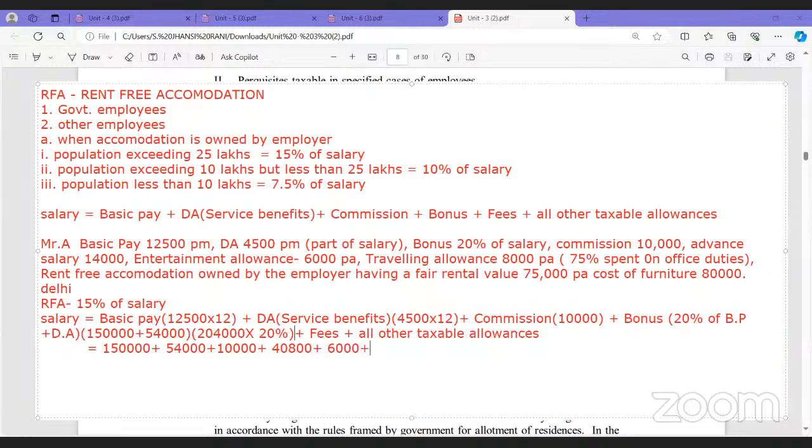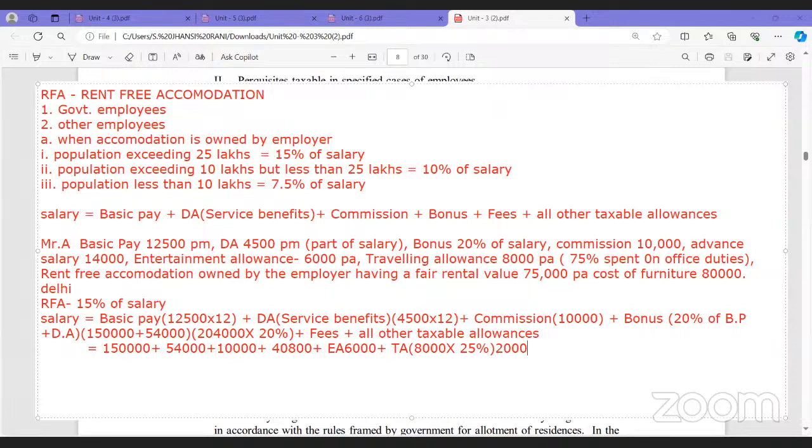Next, we have traveling allowance. But can I take total 8,000 per annum as traveling allowance? No, ma'am. 75% is spent. Why? Because we will take only which are taxable. Look at here, all other taxable allowances. So we will not take total 8,000. We will take only 25%, because 75% is already spent. So I'll write here for your understanding: this is entertainment allowance, and next we have traveling allowance, in which also we'll take only 25%. So I'll take 8,000 into 25% only, and that comes to 2,000.